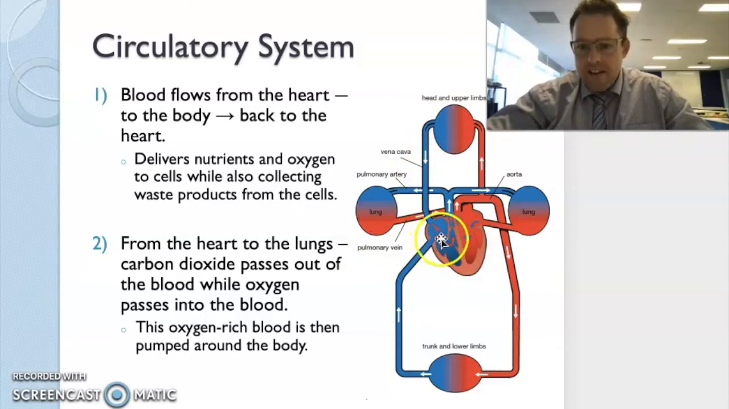And then the second circuit goes from the heart out to the lungs, so you have a left and a right lung, so blood will go out to the lungs. And this is where carbon dioxide will get removed, oxygen will go into the blood, and then that oxygen-rich blood will come back to the heart to get put out to the body again. So it goes from the left side, out to the body, back to the heart, to the right side, out to the lungs, back to the heart, out to the body, etc.